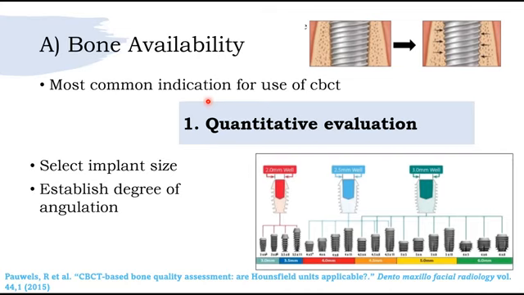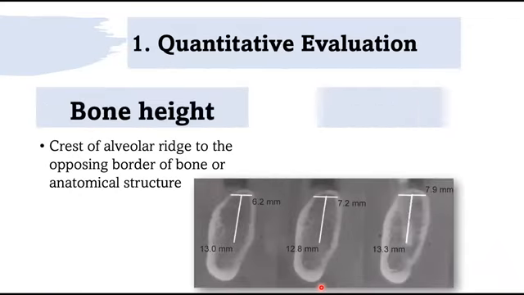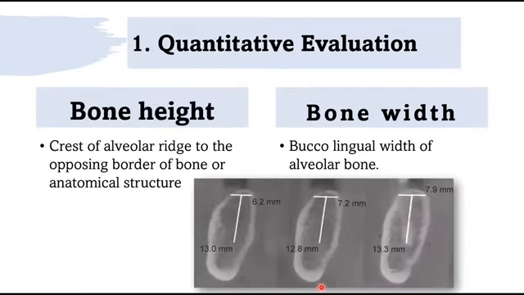And in the qualitative evaluation, the bone compactness is a significant factor for implant placement to expect the ability to stabilize the implant with minimal bone height in otherwise compromised ridges. And it also helps in the precise estimation of the alveolar bone height and width, which is mandatory for, number one, selecting the suitable implant size, and also to establish a degree of angulation of the edentulous alveolar ridge. The second type of evaluation of the bone availability is the quantitative evaluation.